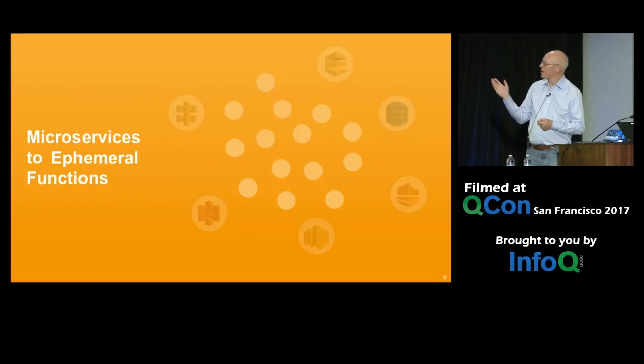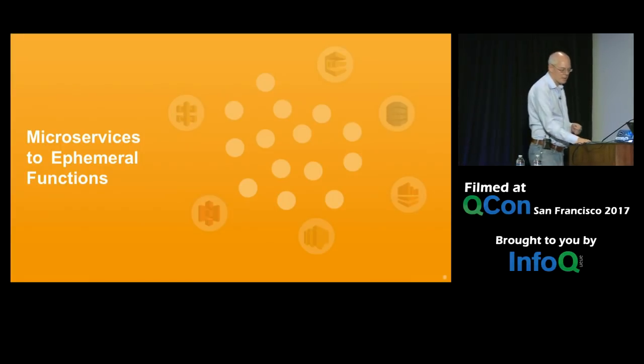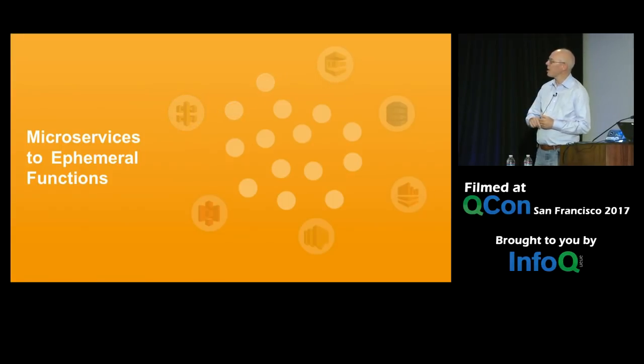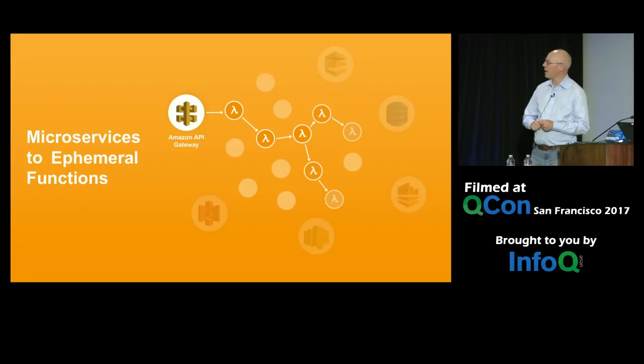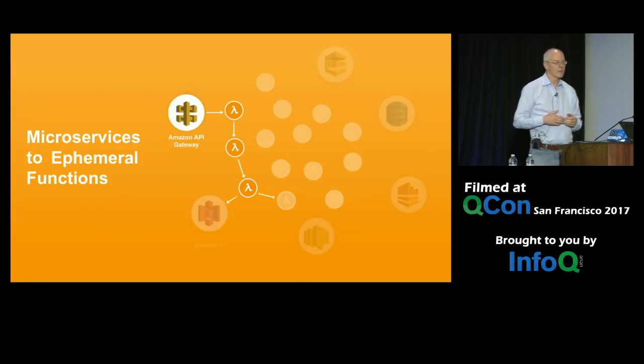But the way I've drawn this, they're all sort of grayed out, right? Because they're not really running. And the interesting thing is that when something comes in, it wakes up these services, and you only wake up the things you need, and then they go away again, right? So this is pretty high level.